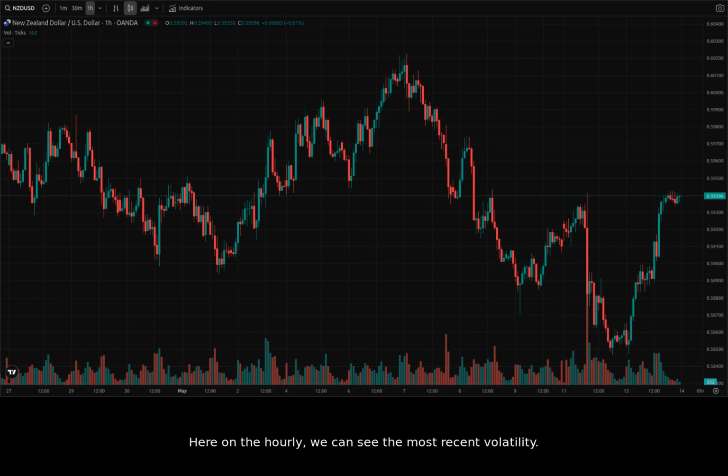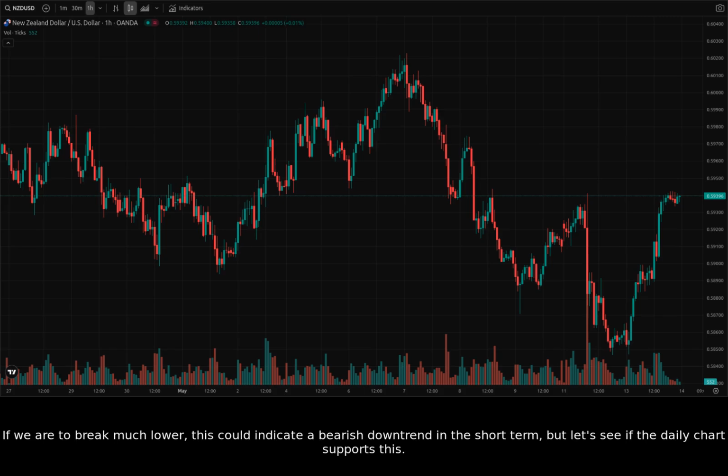Here on the hourly, we can see the most recent volatility. It seems we are trending downward, and perhaps the earlier 0.5909 TradingEconomics.com indicator is correct. If we are to break much lower, this could indicate a bearish downtrend in the short term, but let's see if the daily chart supports this.